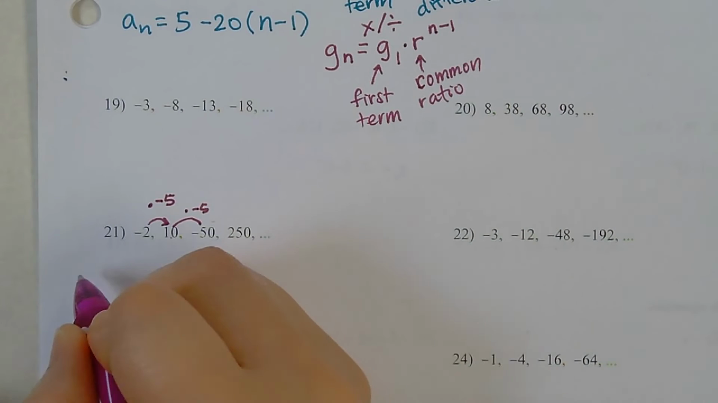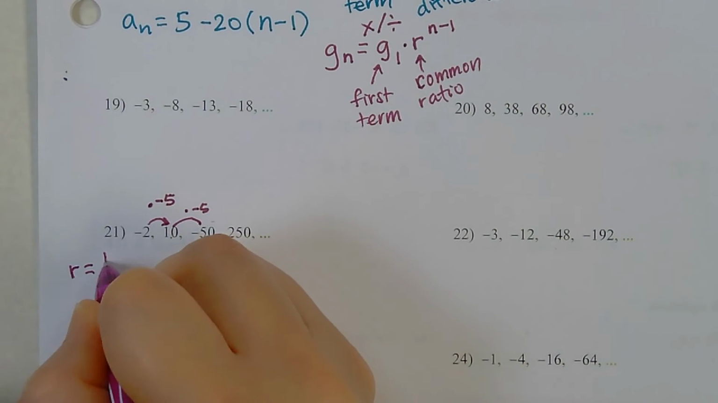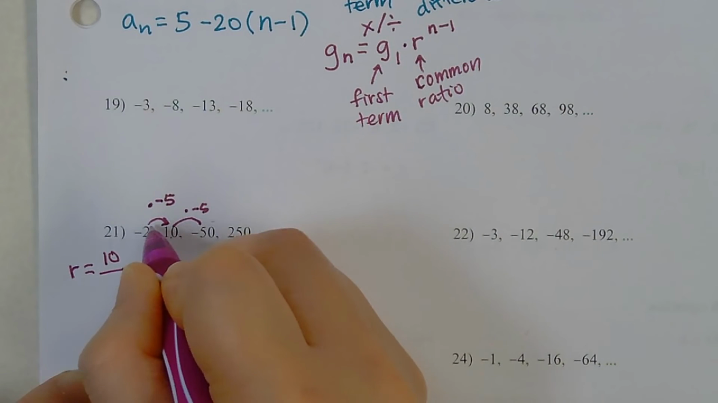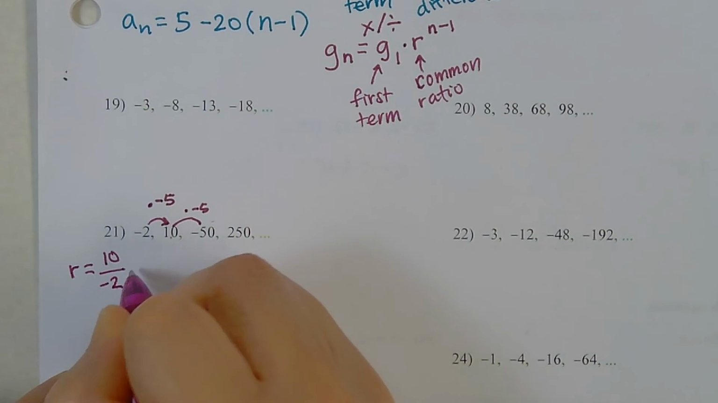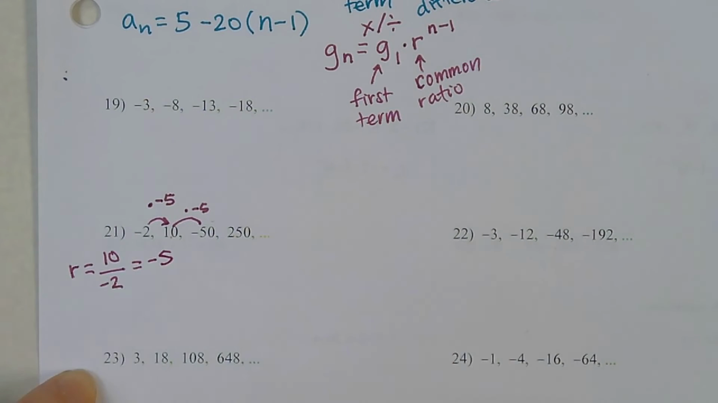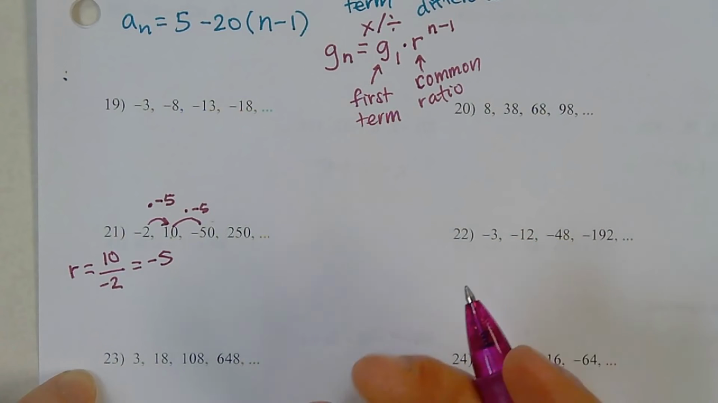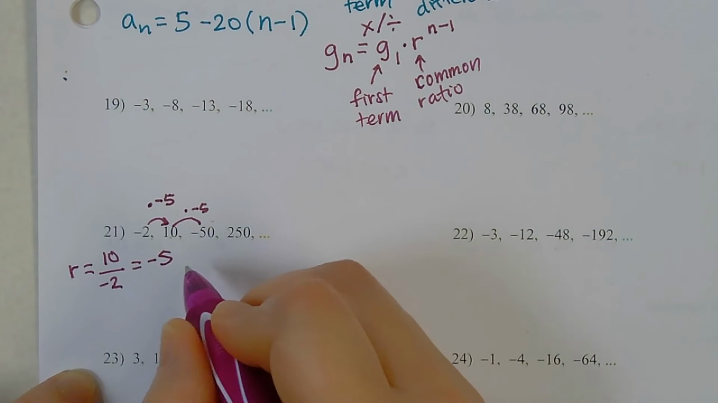Another way to figure out the ratio, if you take one of the terms, like 10, divide that by the previous term, not the one after, the previous term, -2. 10 divided by -2 gives you a -5. So that's another way to do it if you could not figure that out. So let's try this out.